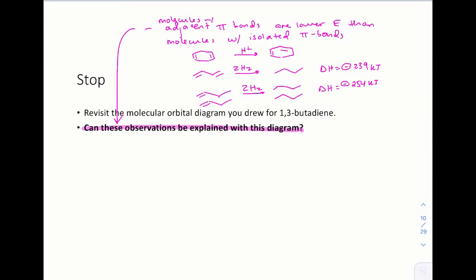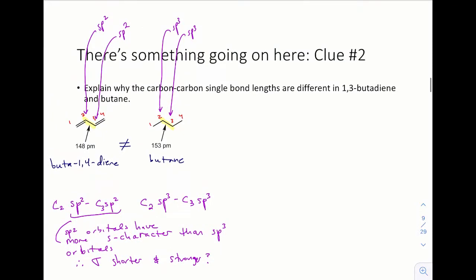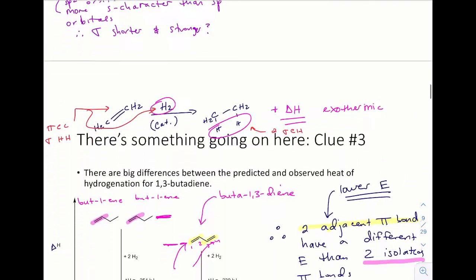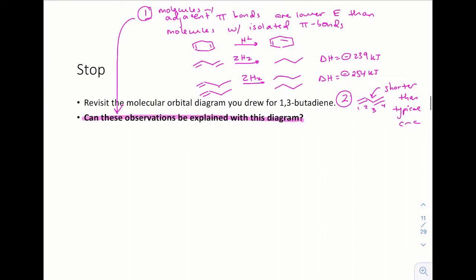And then our second observation or piece of evidence that adjacent pi bonds are different than isolated pi bonds was this bond length issue, that this carbon 2,3 bond length is shorter than a typical single bond. Recall this comparison that we made on this slide. So we're going to use molecular orbital theory to explain these observations.